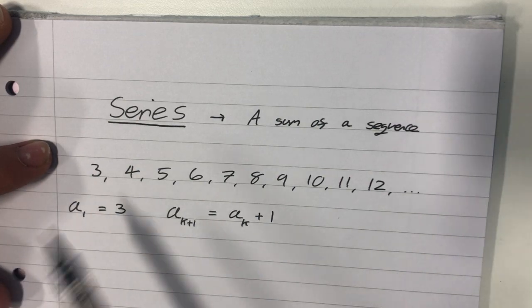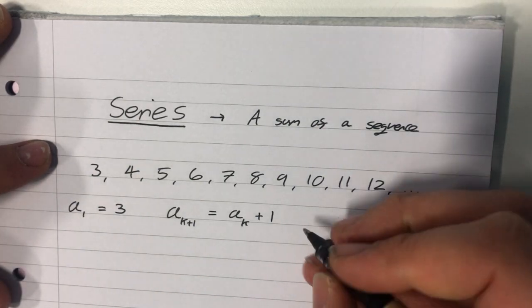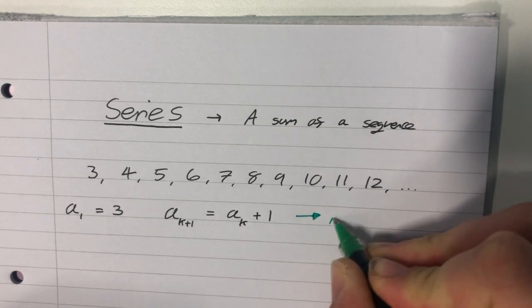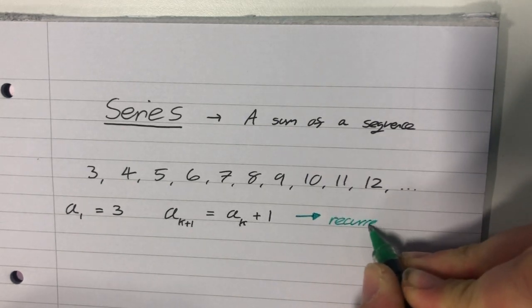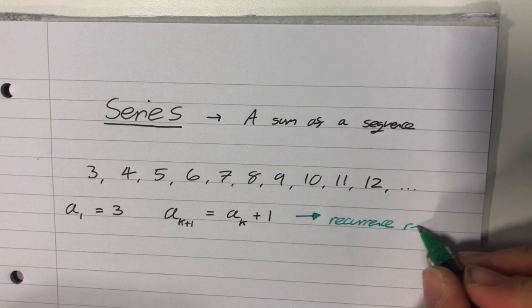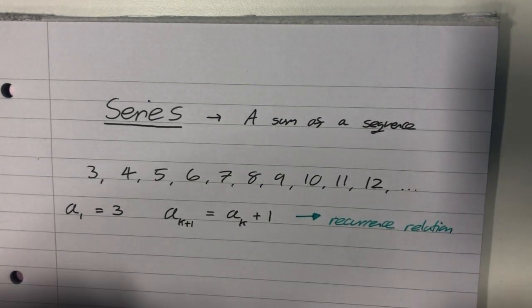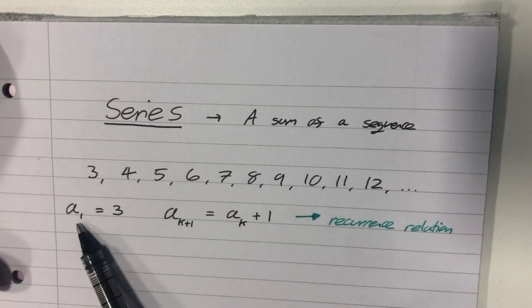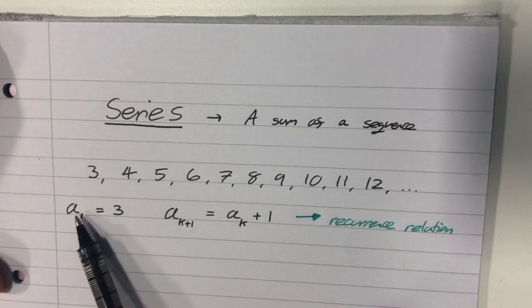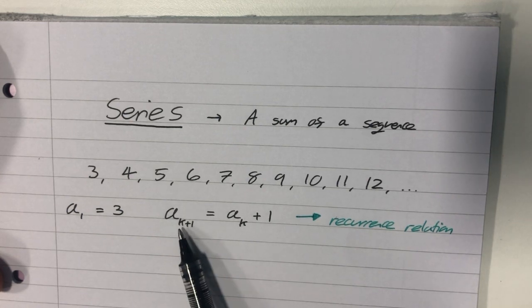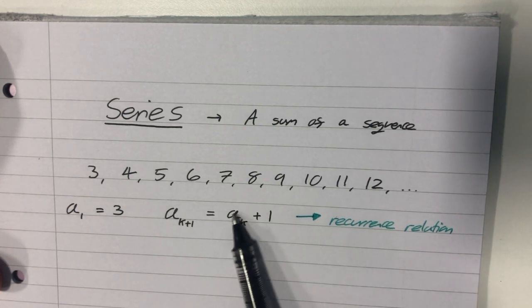Okay, so we can denote this sequence by a recurrence relation. So this definition here on this line is referred to as a recurrence relation, which I will elaborate a little bit more on in a future video. The first term is 3. We can see the first term is 3. And the next term in the sequence, which is denoted as a_{k+1}, is equal to the previous term plus 1.